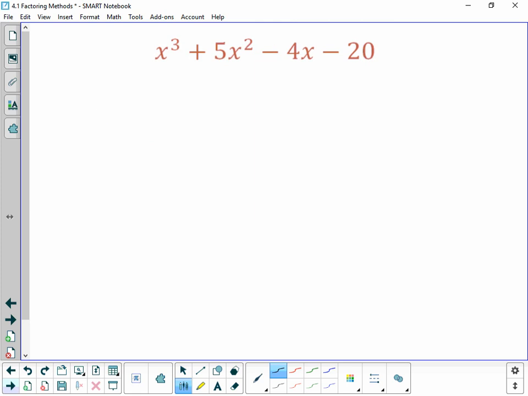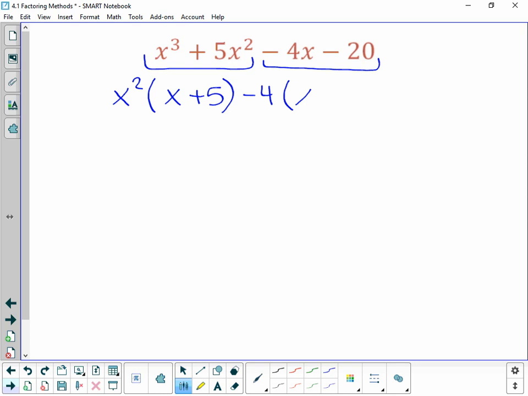Let's try another one of these. Think about those two groups. In this first group, what do they have in common? Well, it's an x squared. If we factor that out, it leaves an x plus 5. In the second group, because we're doing grouping here, they have a negative 4 in common.